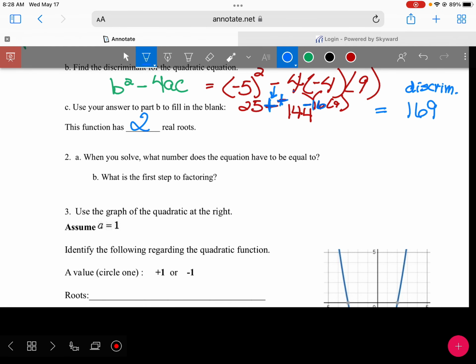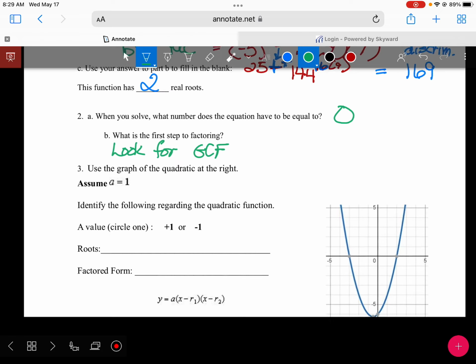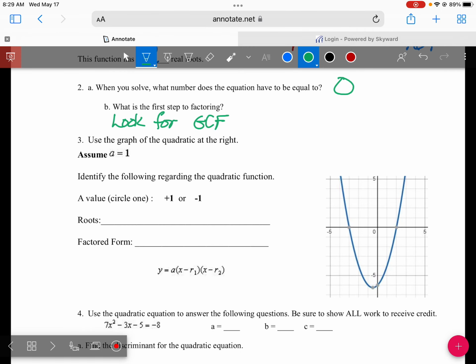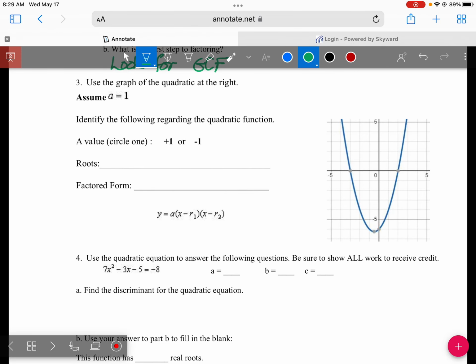All right, number 2, when you solve for a quadratic, what number does the equation have to be equal to? 0, yes, always. And what's the first step when we start to factor? Look for a GCF. Good. So when you're solving, you have to set it equal to 0. Look for a GCF.